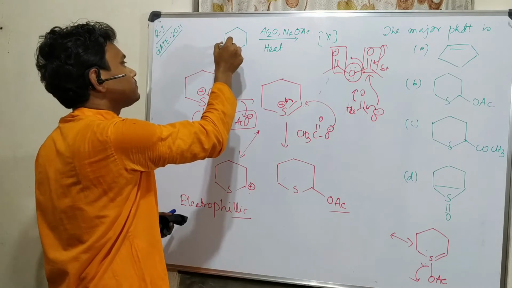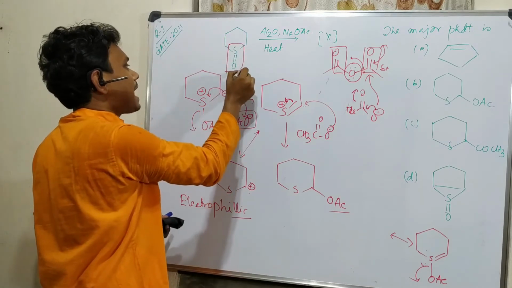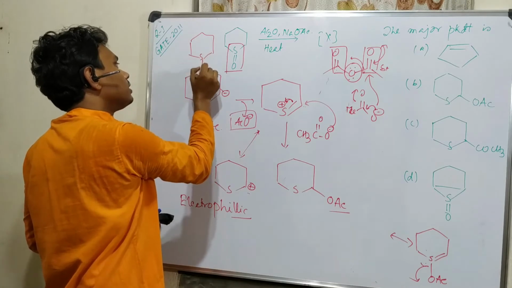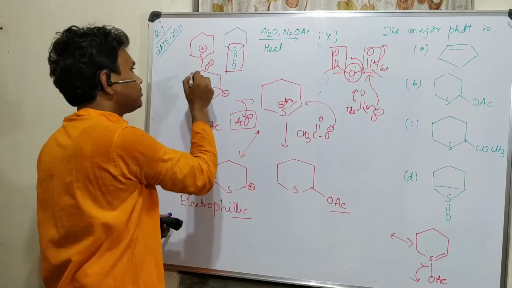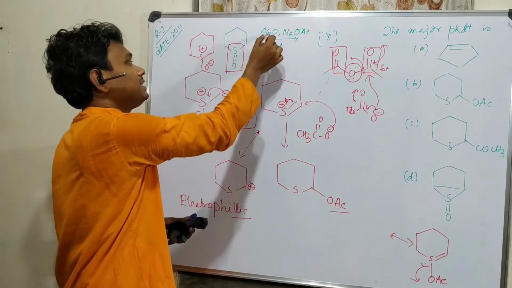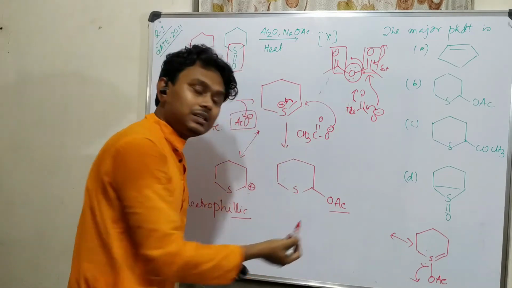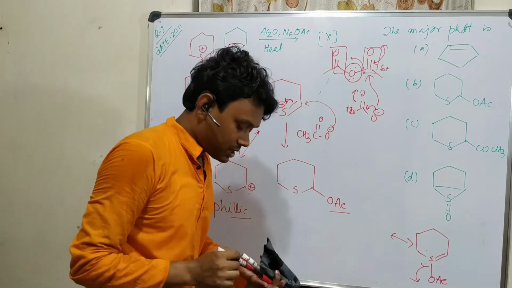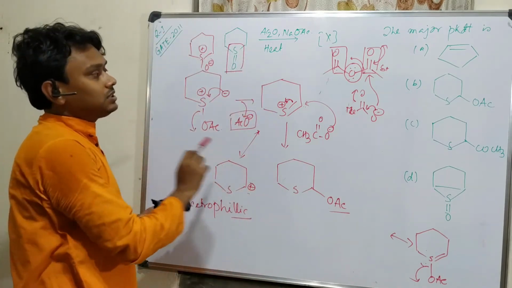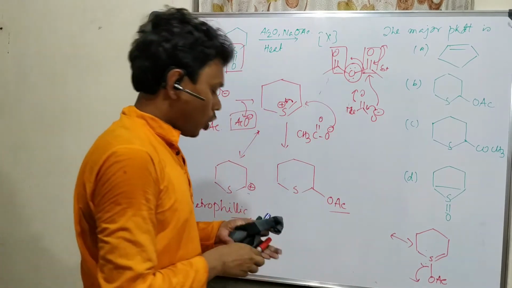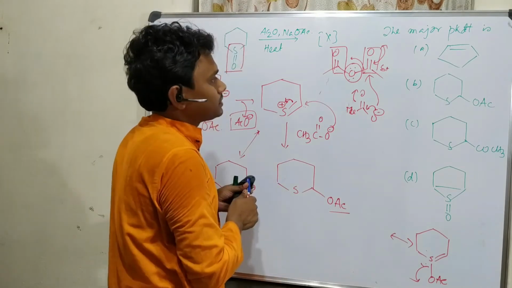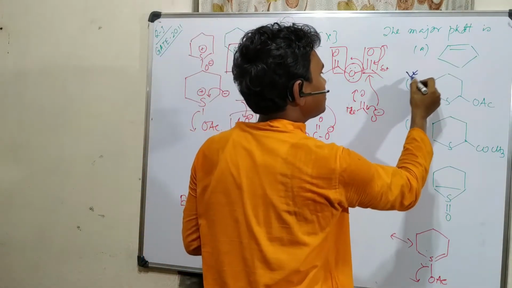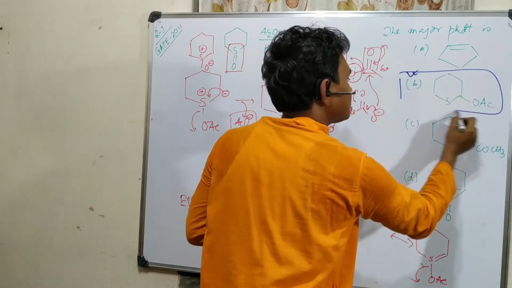Why? Previously, if you compare, this is activated due to the resonance, O minus S plus. So electron deficiency was there, then it attacks, and right now there is no center left for attack. So this will not undergo any reaction, and this is the product. Now let's see which option indicates this. OAC, this is. So this is the answer.